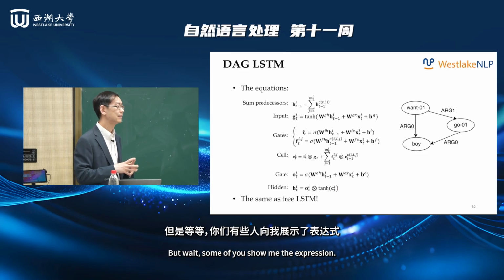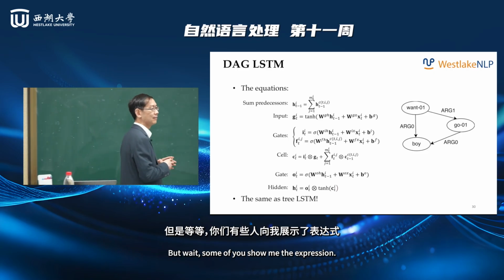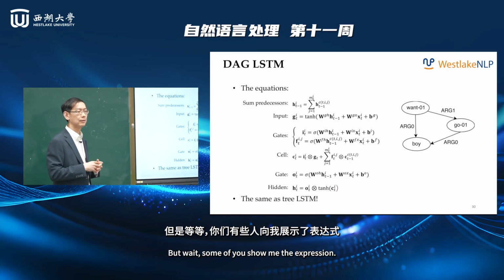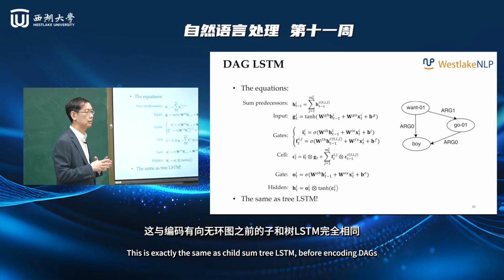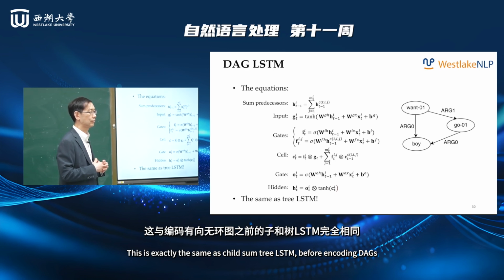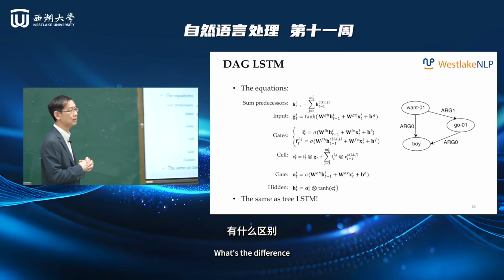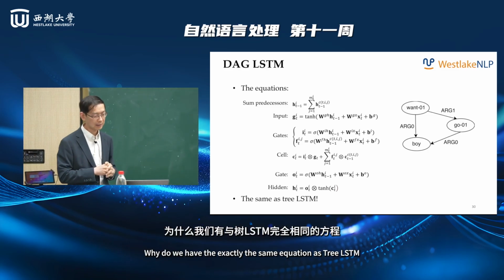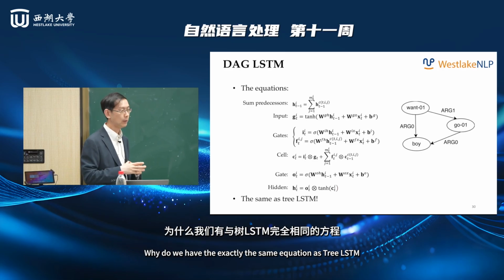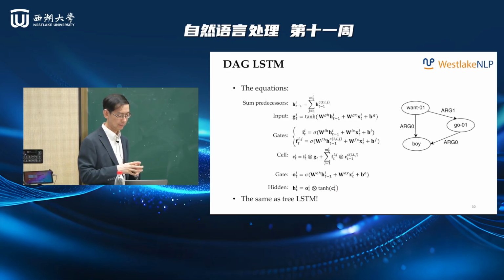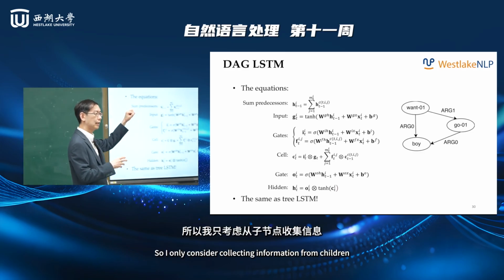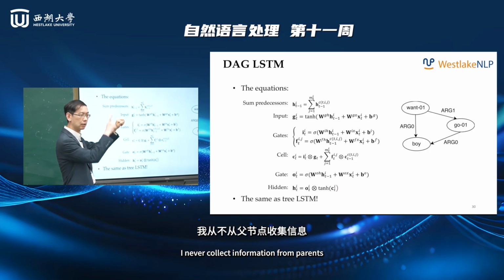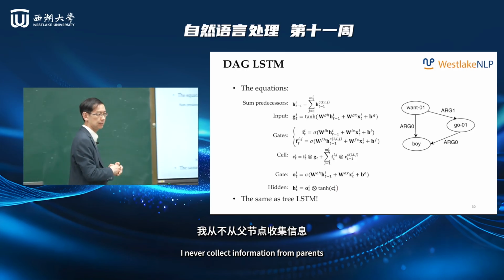But wait, some of you may notice, if I show you the expression, this is exactly the same as child-sum tree LSTM. But for encoding DAGs, what's the difference? Why do we have exactly the same equation as tree LSTM? This is because it's directed, right? So I only consider collecting information from children. I never collect information from parents.